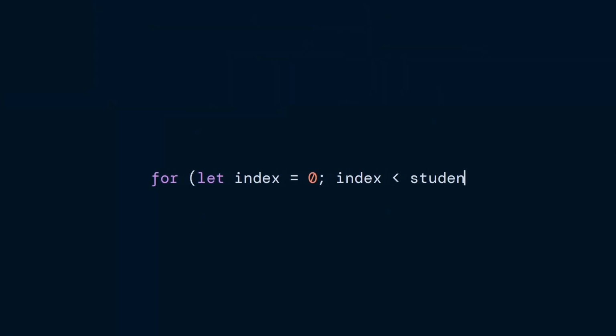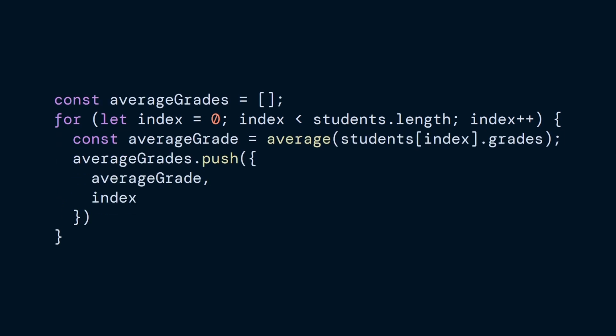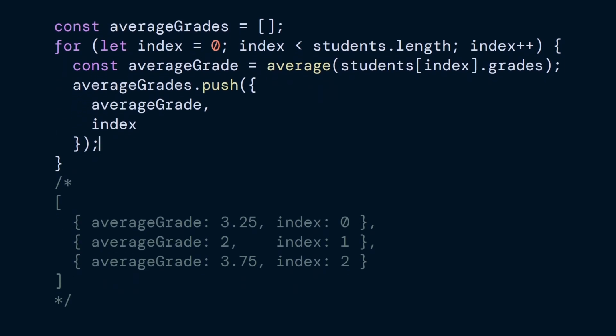To improve this, we can use a technique called decorate, sort, undecorate. First, let's go over the array of students, calculate the average grade for each one, and save it together with the index of the student. This gives us this array of average grades and corresponding students' positions in the input array.